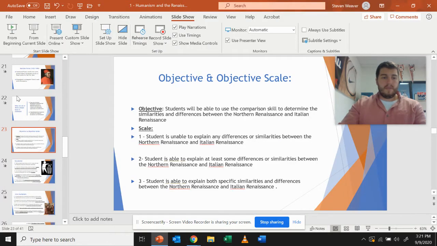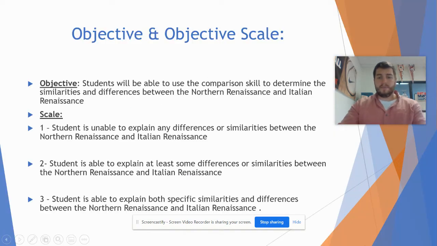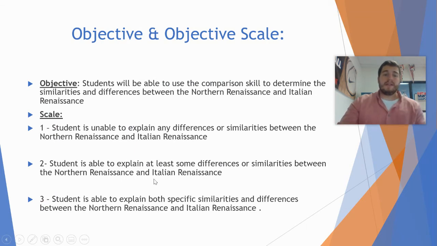So today, our objective, just like last time, and hopefully you're starting to get used to this a little bit, looks super similar to the one that we did last time. We're still talking about the same topic. Last time it was to use that comparison scale, which means to compare and contrast both similarities and differences. Last time it was the Middle Ages and Renaissance.